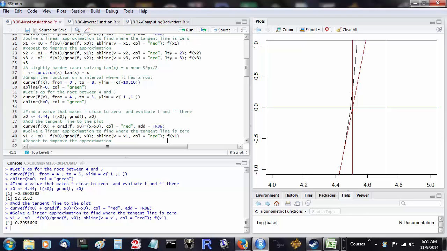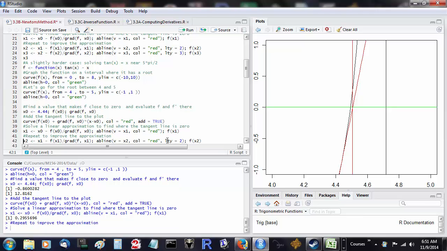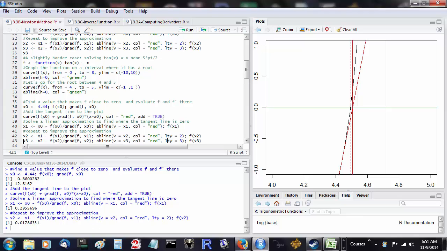Now I've got f of x1 equals 0.29. That's not good enough. Tangent of x and x differ by almost 0.3. So I will improve the approximation. And now I'm doing much better. The discrepancy between tan x and x is only 0.017. I've now shown the new approximation with a vertical dashed red line.